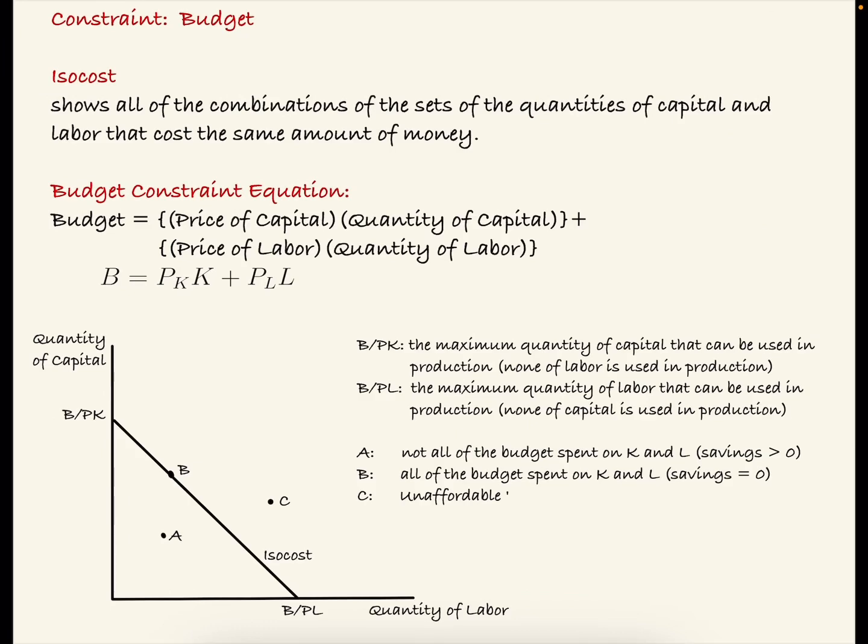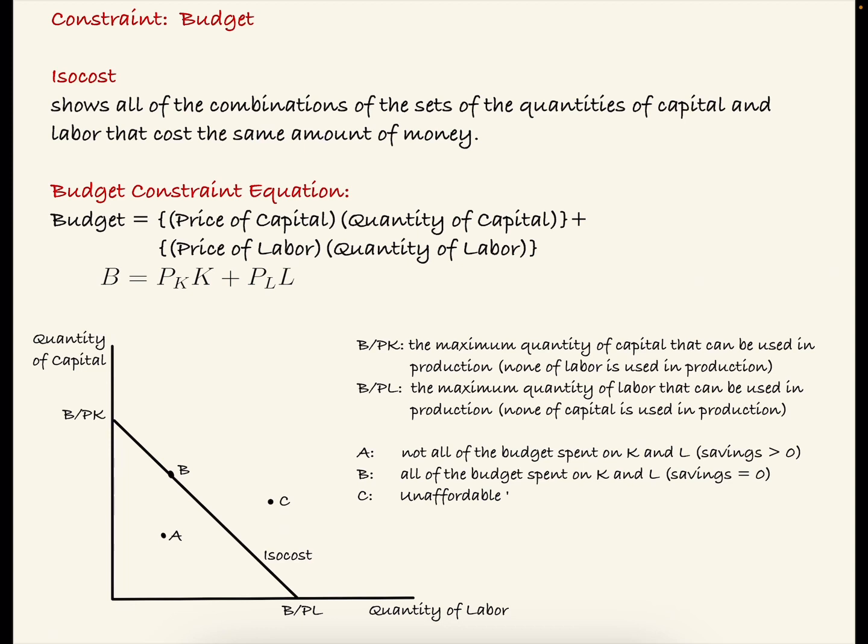Let's remind ourselves that the constraint for producers is their budget. So let's look at an isocost. An isocost shows all of the combinations of the quantities of capital and labor that cost the same amount of money. Here's the budget constraint equation. The budget equals price of capital times the quantity of capital plus the price of labor times the quantity of labor. Mathematically, B equals budget equals PK, price of capital, times K, the quantity of capital, plus PL, the price of labor, times the quantity of labor, represented by L.